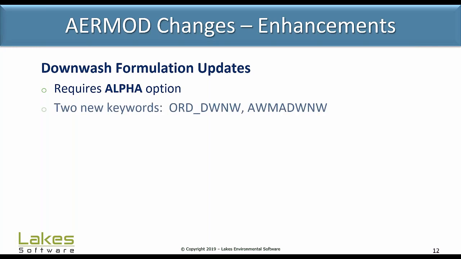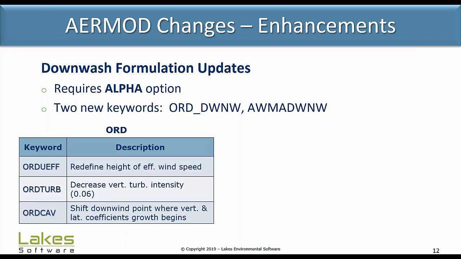So these options do require the alpha keyword to be applied, and there's two sets of keywords that can be applied here. The first, ORD_DOWNWASH_NEW, and then AWMA_DOWNWASH_NEW. The ORD model options, you can see here, there's three keywords that can be applied: ORD UF, ORD TURB, and ORD CAV. And each of these does something a little different. The UF option redefines the height of the effective wind speed. The turbulence option decreases the vertical turbulence intensity within the model. And the cavity option for ORD shifts the downwind points where the vertical and lateral coefficient growth begins downwind of the wake.